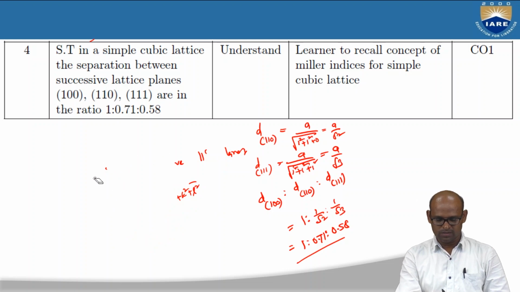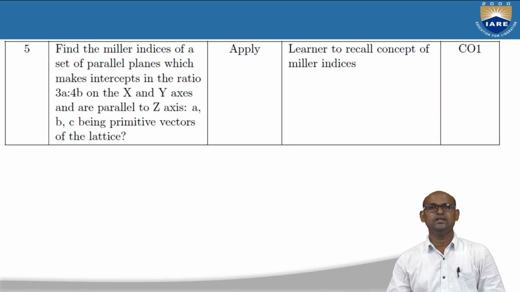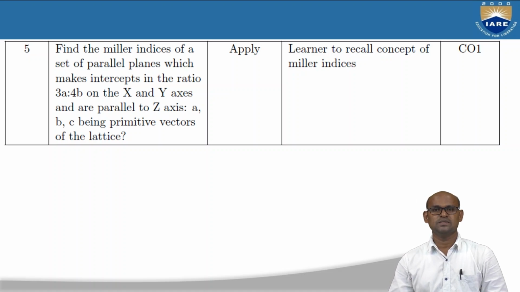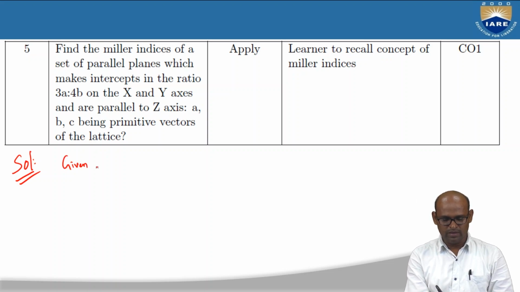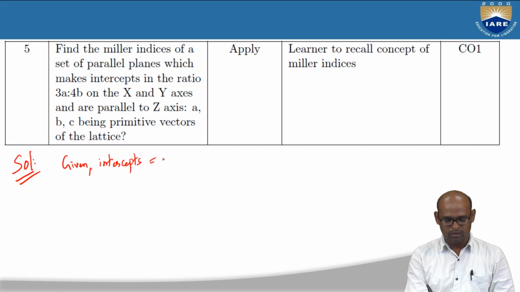Okay, so the next problem in this module is: find the Miller indices of a set of parallel planes which makes intercepts in the ratio 3:4 on the x and y axis and parallel to z axis, a, b, c being primitive vectors of the lattice. So we need to find the Miller indices. So first start with what is given. They have given that intercepts are 3:4 along x and y, and these planes are parallel to z axis. Parallel to z axis means the intercept is infinite.